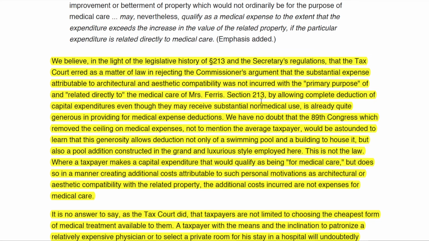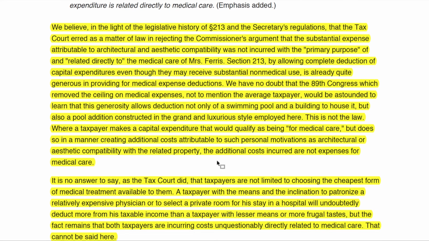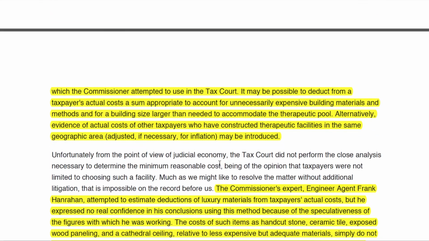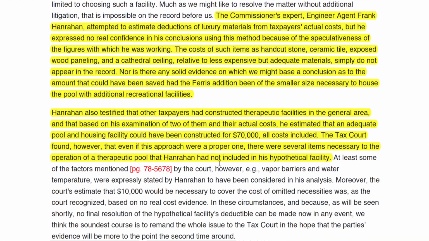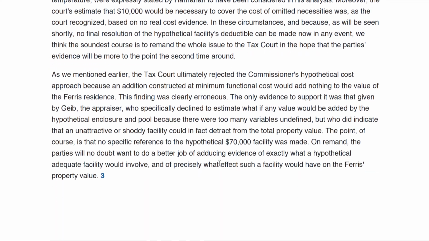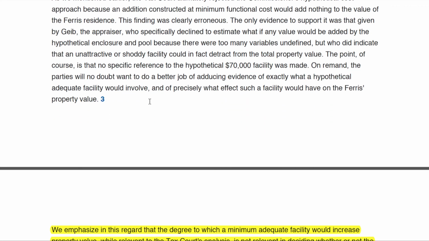Section 213 by allowing complete deduction, and so on, and it goes into the rationale, and I've highlighted all that here, which you could always pause the video to read. You could pause the video right now if you want to read this and see what exactly they're saying, okay? And they're talking about these issues. But again, I talk about this in the How to Write a Tax Memo video. So that is a case.